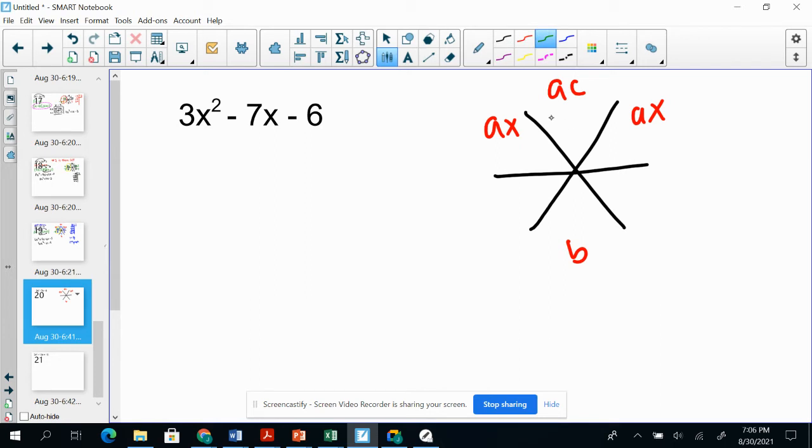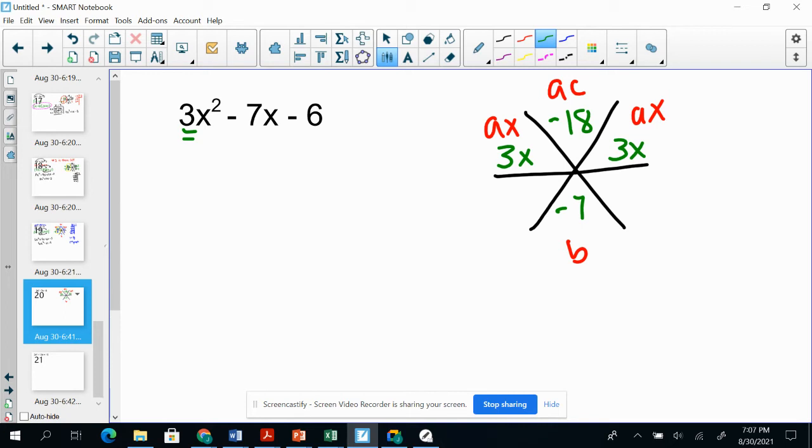AC, 3 times a negative 6 is going to be a negative 18. B is a negative 7. Our A value is at 3, so we're going to do 3X and 3X. And I'm getting excited because you're really supposed to check for GCF first. Always check for a GCF first. But in this case, because it's 3, 7, and 6, there's not a GCF. They don't have a term in common.